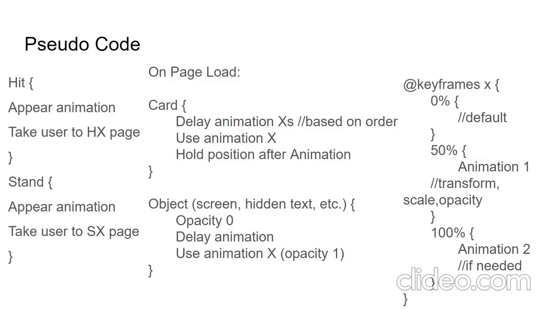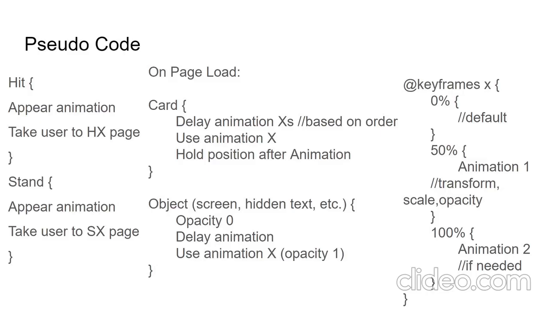And this applies to the objects too, which say they're hidden. They'll start off with an opacity of 0, so they're invisible, delay their animation by however many seconds necessary, and then use the animation that makes them apparent. And you can see how this was implemented on the right with the keyframes, where over the course of the animation duration, it will finish certain movements or transformations, etc., to sort of simulate this animation.